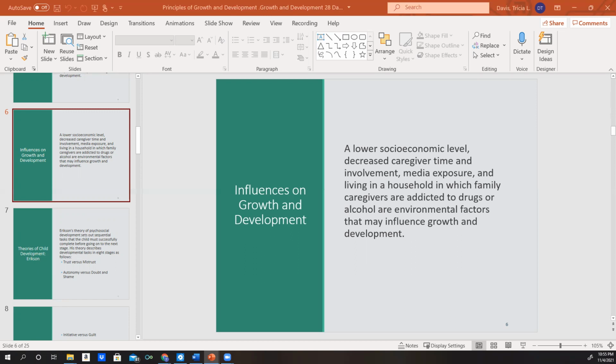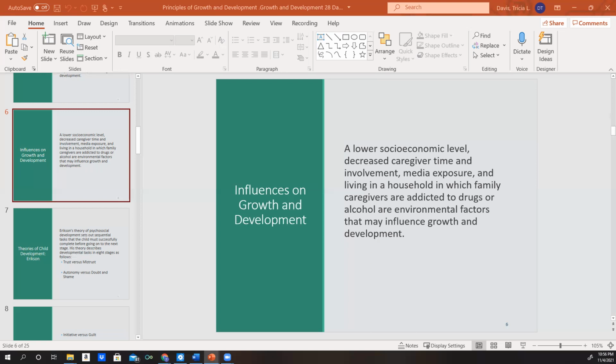Socioeconomic level of that family can affect the child, especially if there's not a sufficient amount of money to be able to provide adequate nutrition, childcare, and then of course healthcare for the growing child. We see that growth and development is affected for children who live in a household where there are caregivers that are addicted to drugs or alcohol. This can also have a huge effect on the child.